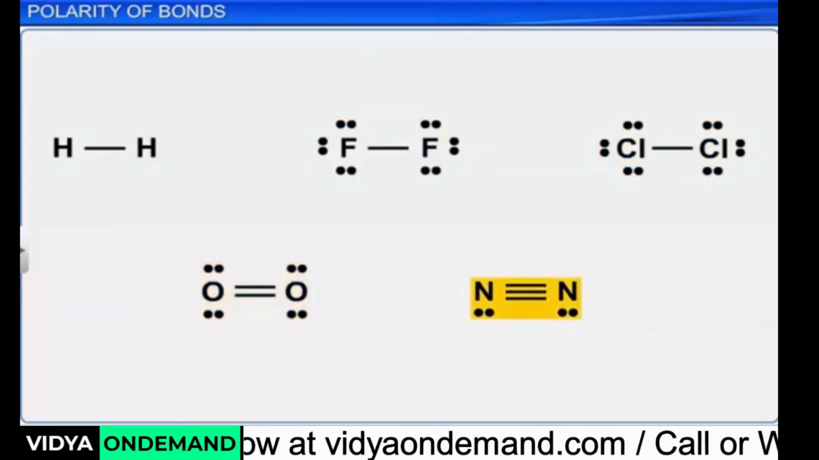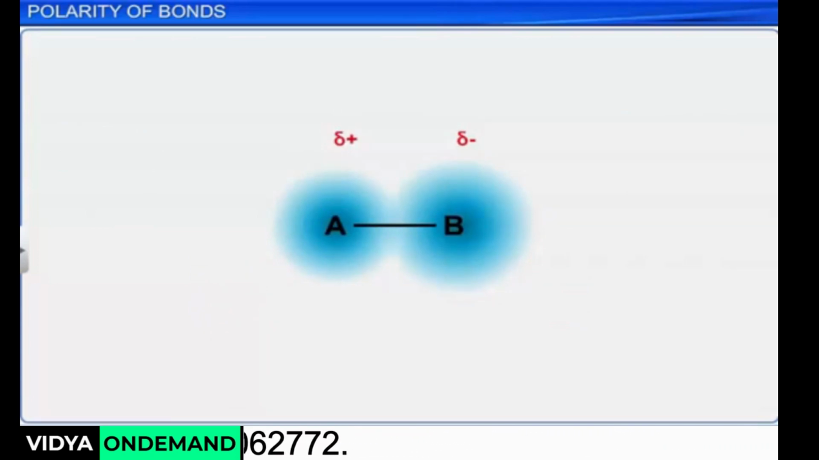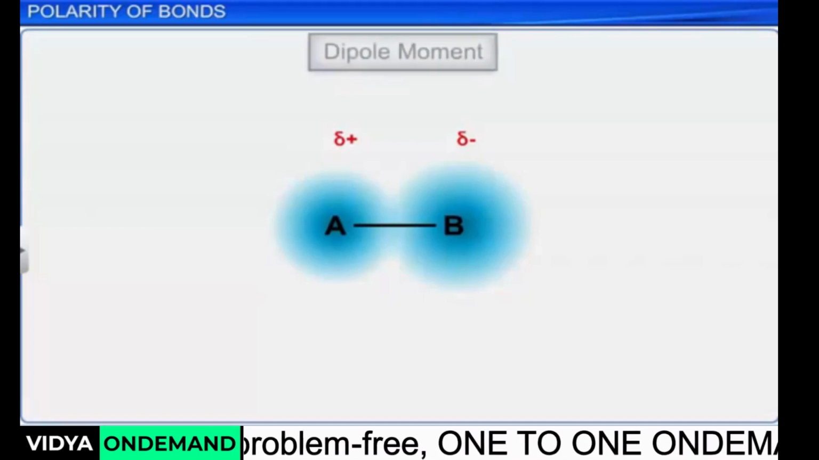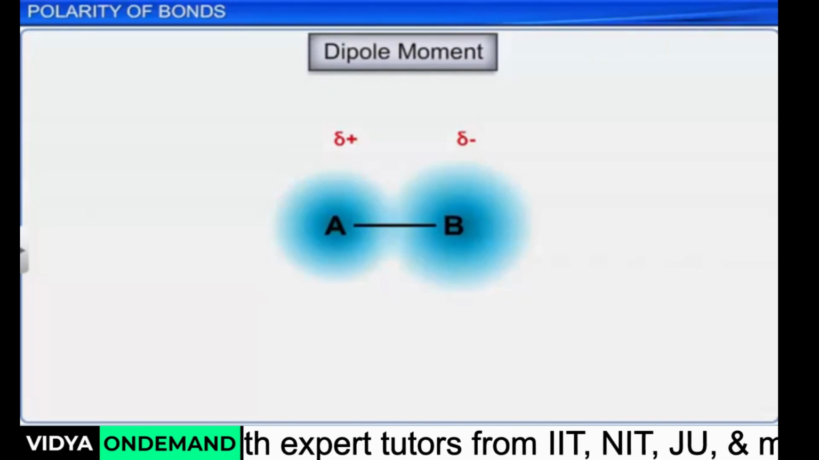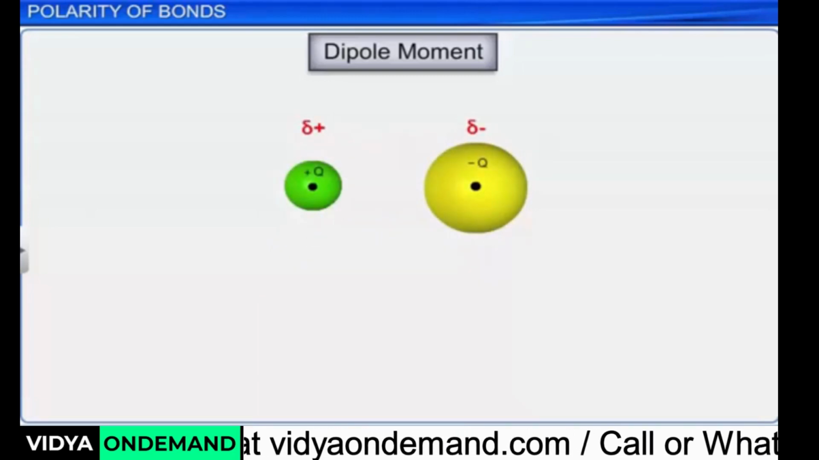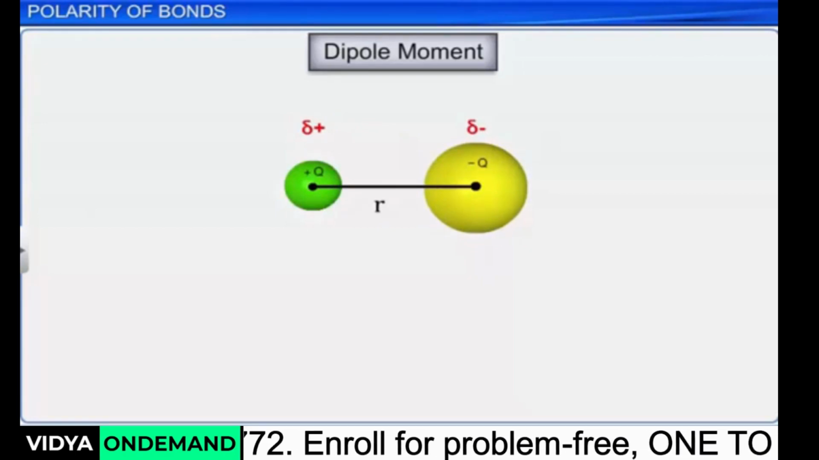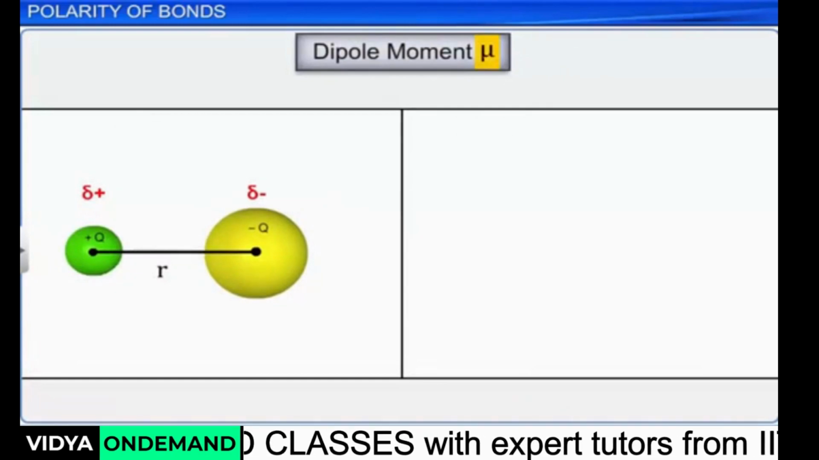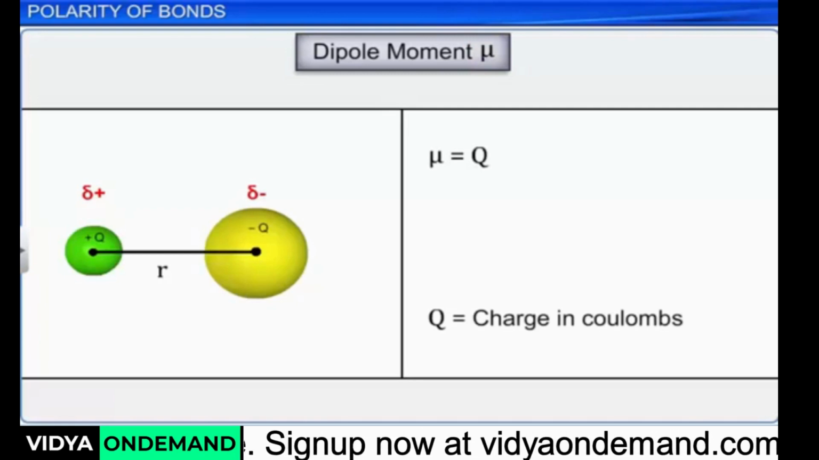Let us now move on to the concept of dipole moment. The polarity in a polar covalent molecule is expressed in terms of dipole moment. Dipole moment is defined as the product of the magnitude of the charge and the distance between the centers of the positive and the negative charge. Dipole moment is denoted by mu and is equal to the product of charge Q in coulombs and distance of separation R in meters.